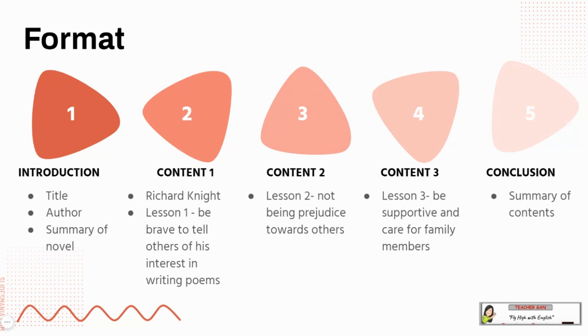Okay, the first lesson that he learned was to be brave to tell others of his interest or passion in writing poems. And then for content 2, you can write about the lesson of not being prejudiced towards others. Okay, for content 3, the third lesson is he learned to be supportive and he learned to care for his family members. And then for conclusion, in the last paragraph, you should write the summary of the contents.